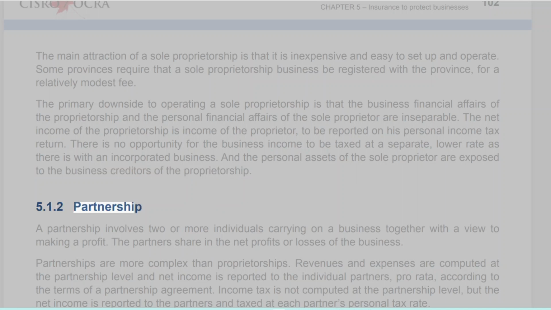5.1.2 Partnership. A partnership involves two or more individuals carrying on a business together with a view to making a profit. The partners share in the net profits or losses of the business. Partnerships are more complex than proprietorships. Revenues and expenses are computed at the partnership level and net income is reported to the individual partners, pro rata, according to the terms of a partnership agreement. Income tax is not computed at the partnership level, but the net income is reported to the partners and taxed at each partner's personal tax rate.